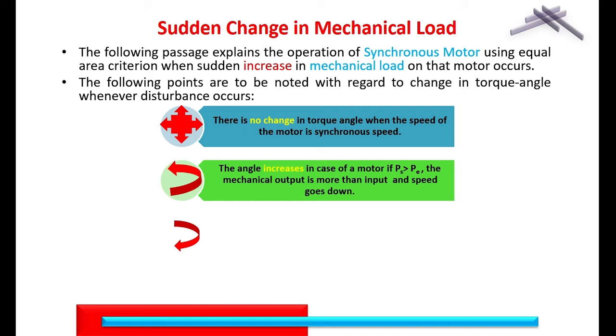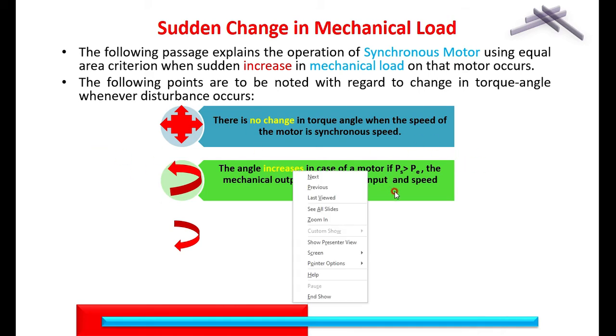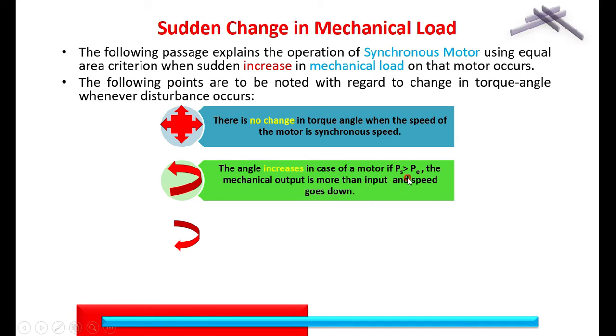Therefore, in the case of a motor the angle increases if PS is greater than PE, that is, the mechanical output is greater than the electrical input. Then the speed goes down, because momentarily, whenever the output increases compared to the input, the speed of the machine comes down.